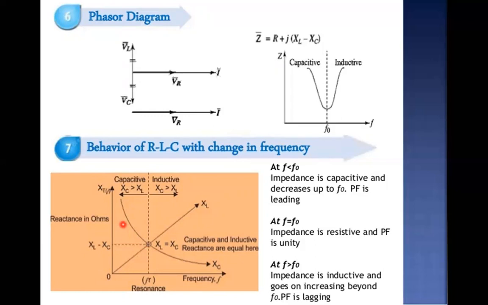So here you can see at F less than F naught, impedance is capacitive and decreases up to F naught. And when F is equal to F naught, impedance is resistive. And when F is greater than F naught, then impedance is inductive and goes on increasing beyond F naught.